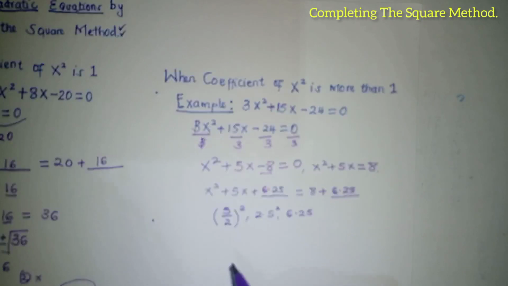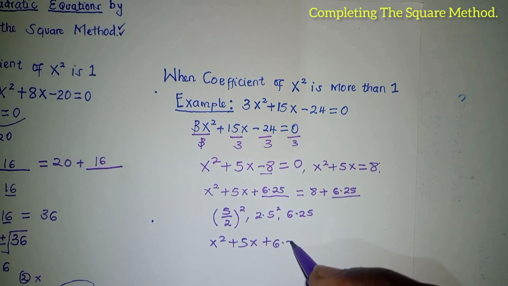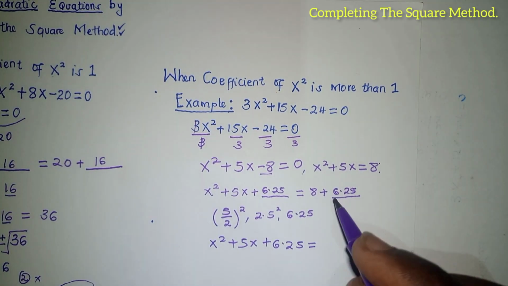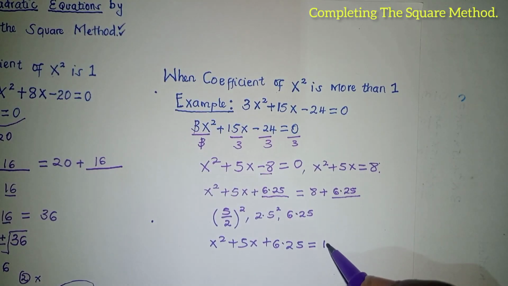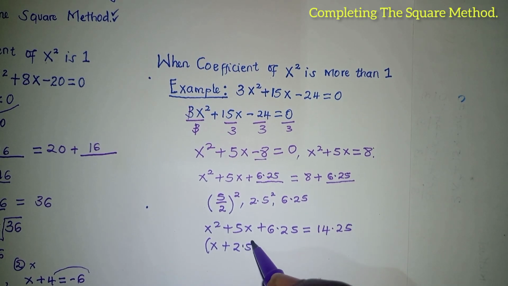So our equation becomes x squared plus 5x plus 6.25 is equal to 8 plus 6.25, which is 14.25. The next step is to factor this equation. Find the square root of x squared, which is x, plus the square root of 6.25, which is 2.5. Then squared is equal to 14.25.